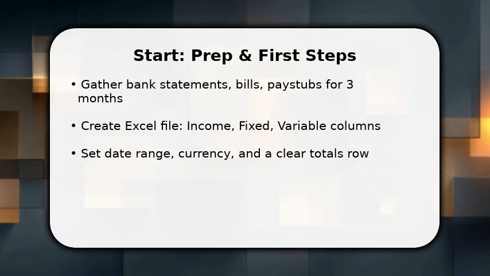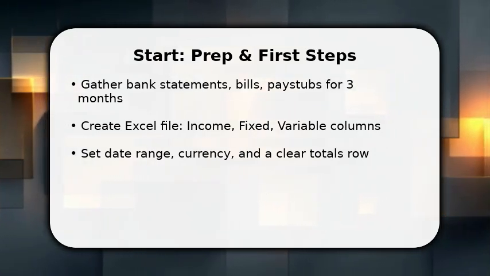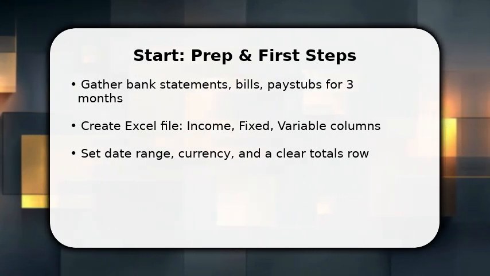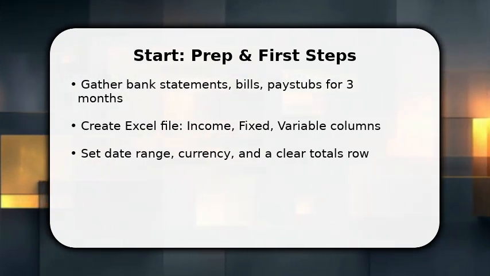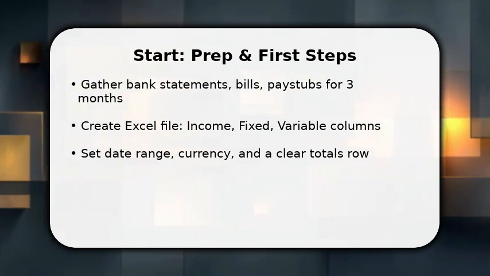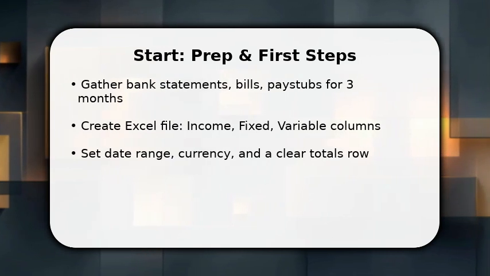Enjoy the video. You begin by collecting 3 months of bank statements, bills, and pay stubs so numbers are accurate. Once done, open Excel and create a sheet with income, fixed and variable expense columns, and label a totals row. Make sure to set your date range and currency format immediately to avoid errors.